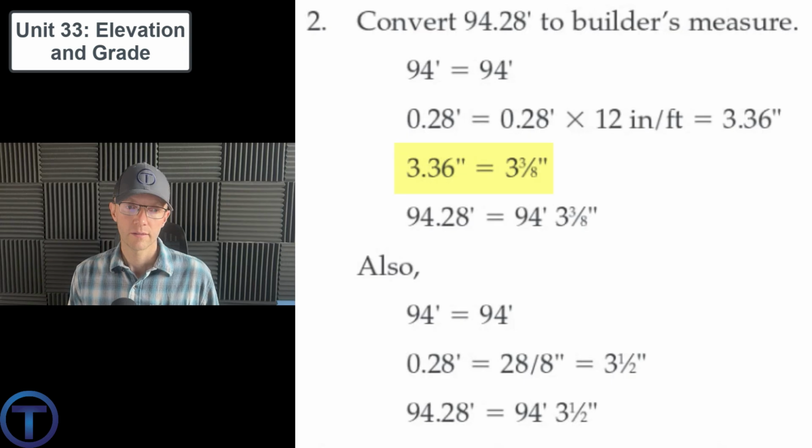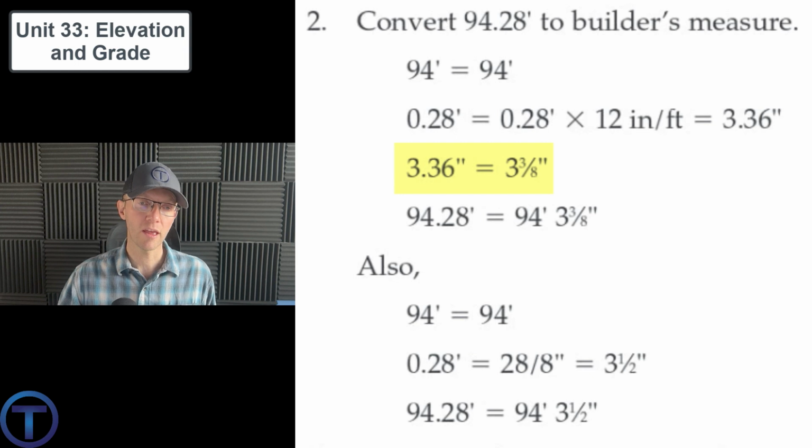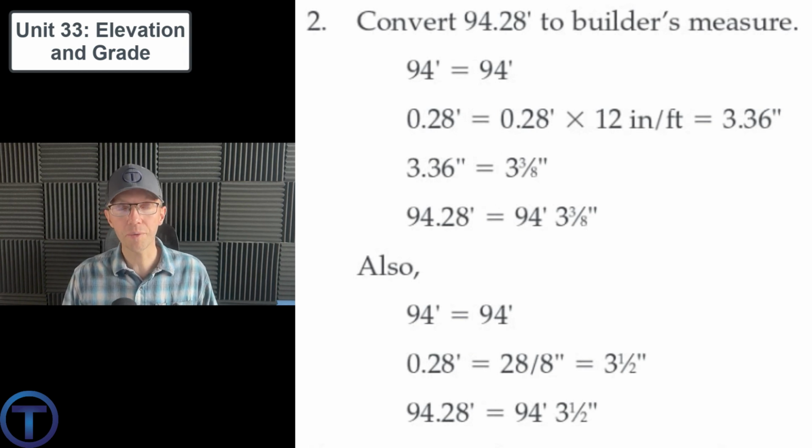That's our total. So if we come back over here, we converted our 0.28 decimal feet into 3.36 inches. And now we've converted that 3.36 inches into 3 3/8 inches. And at that point, we just put it back together, right? And we end up with 94.28 decimal feet is the same as 94 feet and 3 3/8 inches. Now we can use our measuring tape to get this right. Okay, they give us another method at the bottom. We see this also.